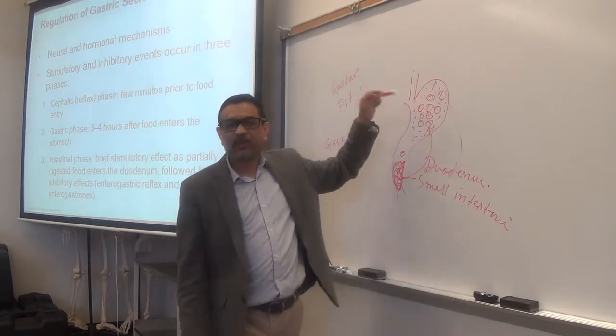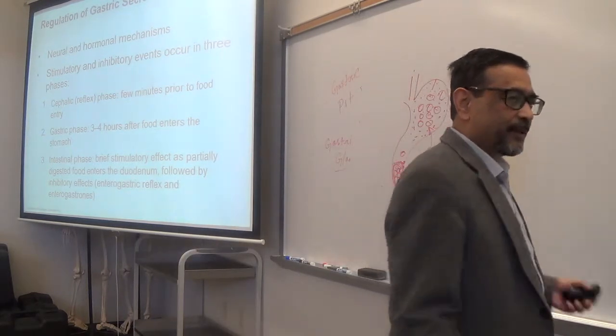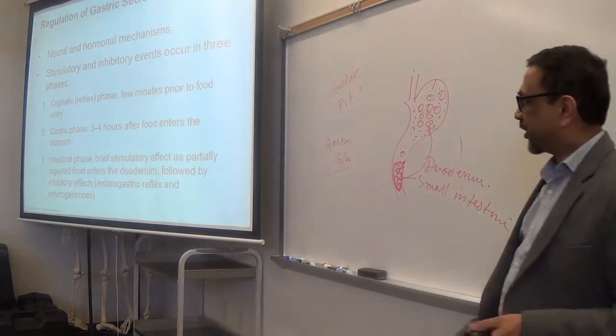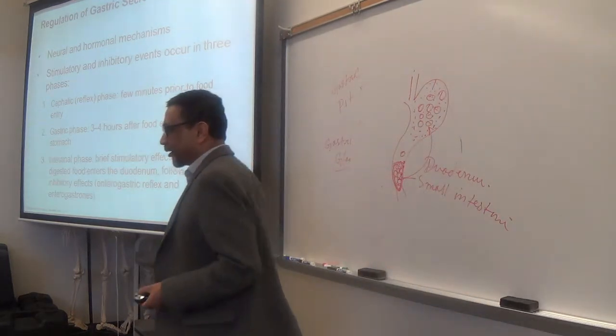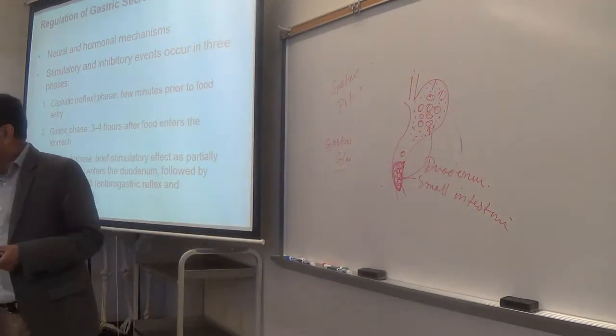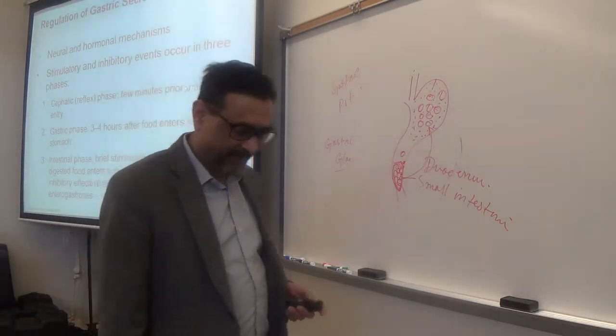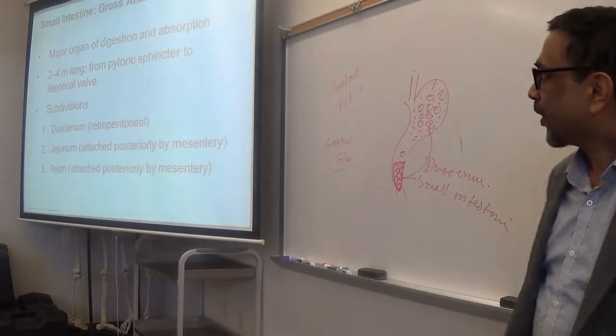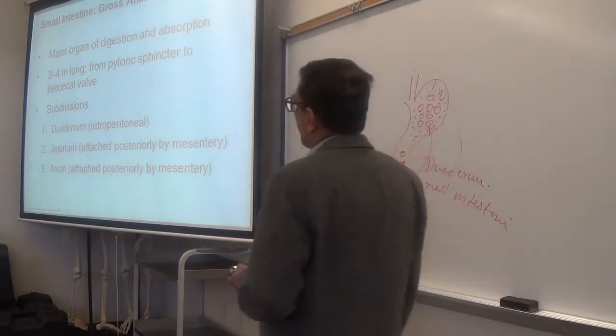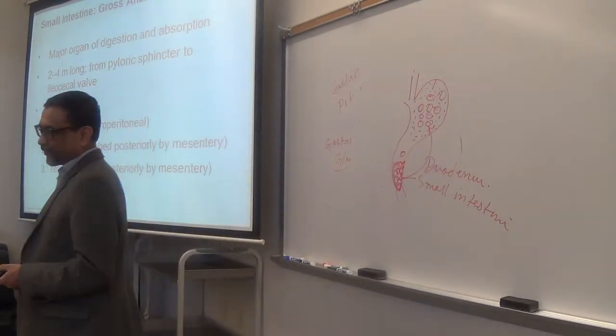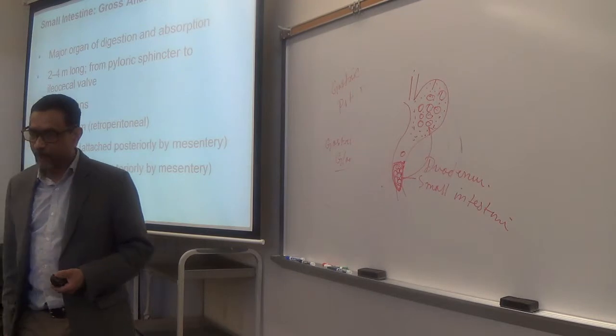Make sense? So just know that gastric secretion, or secretion in the stomach from the gastric gland, has three phases. How long does it take to digest food? A few hours. So it varies, but we'll say a few hours, okay?